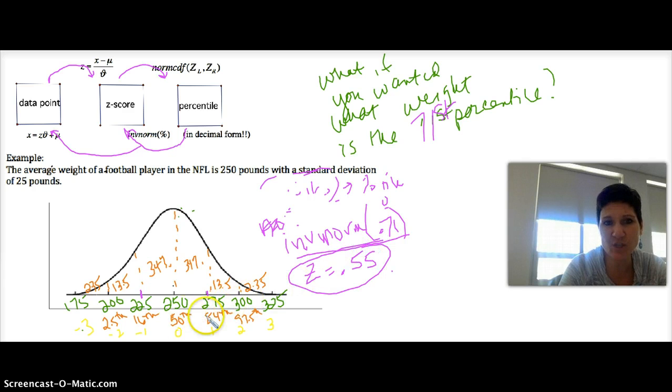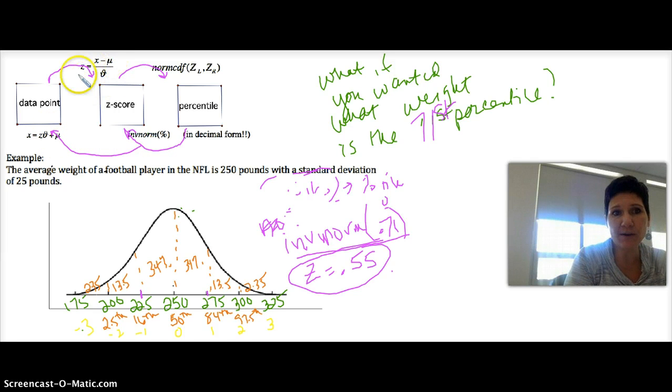Very important. It makes sense, because if you think about it, you're looking for the 71st percentile. 71 is between 50 and 84, right? And your z-score is going to be between 0 and 1, which is 0.55, so it makes sense. Everything is falling into place quite nicely. So now I'm here at my z-score. My goal is to now get back to that particular data point that I'm on the hunt for.